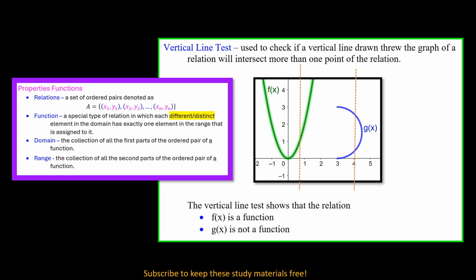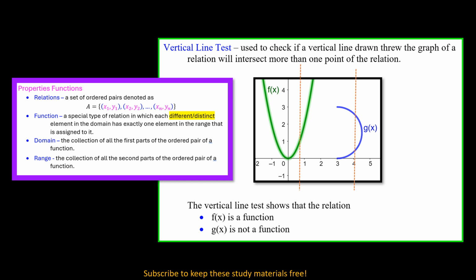Before we begin, let's review a few properties. First property is relations, which isn't a property. Let's just define it. It's a set of ordered pairs denoted as you see there. They have x1, x2. That just means it's a list of ordered pairs and it can be as long as you want. Now, that's a relation. A relation can be a function, and it's only a function if all the x values are different, distinct, unique. No repeats on the x values.